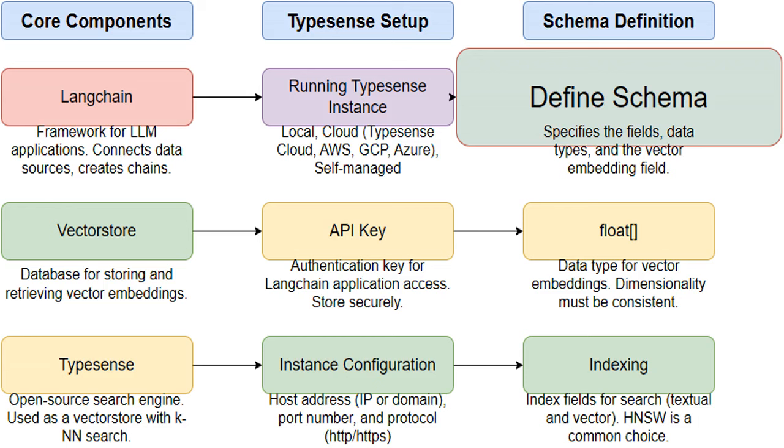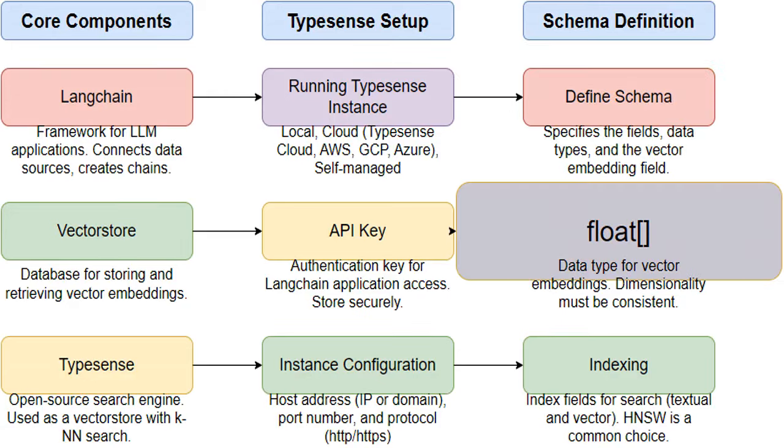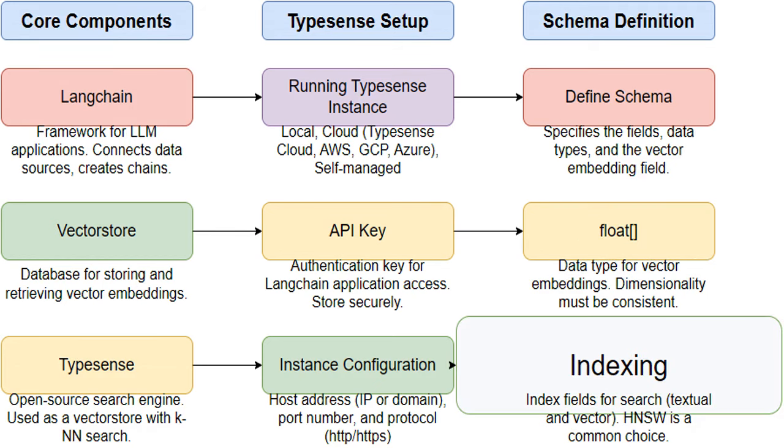Defining a schema involves specifying the fields, data types, and designating a field for vector embeddings, crucial for similarity searches in Typesense. The float data type stores vector embeddings, and maintaining consistent dimensionality, or length, across all embeddings is critical for accurate vector searches. Indexing prepares fields for efficient searching, and for vector search, specify the vector field along with related parameters to optimize search performance.